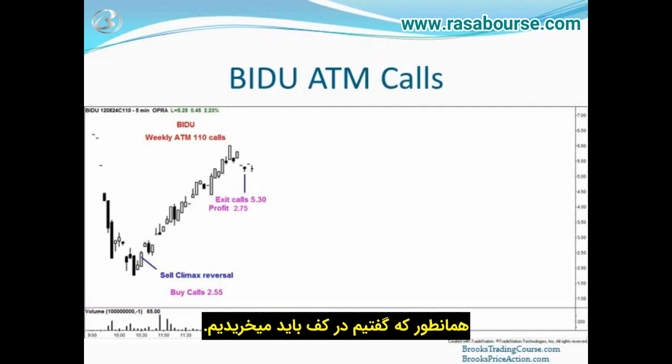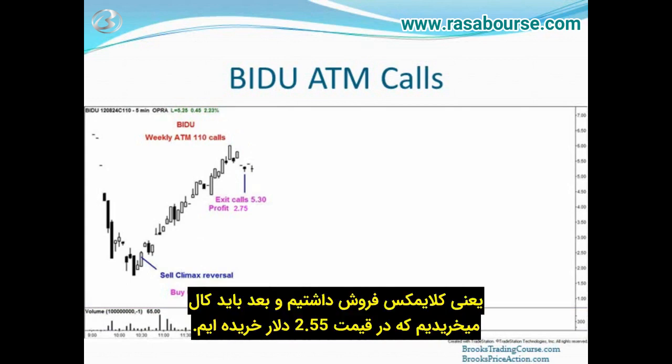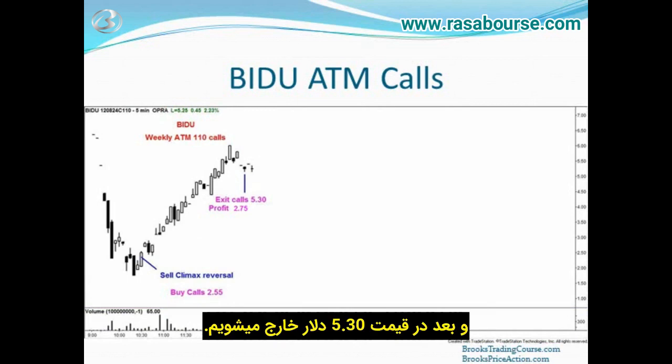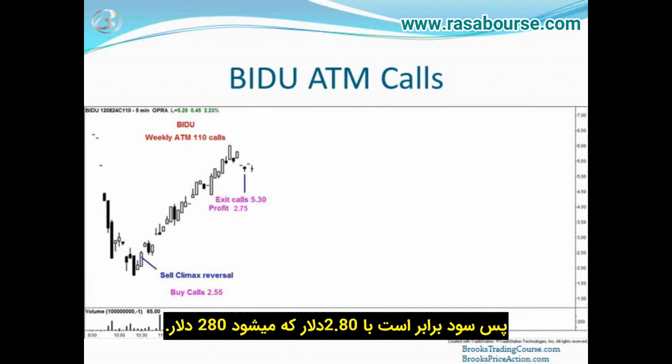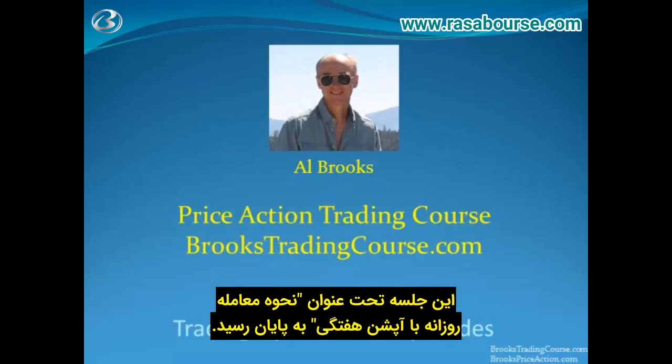Okay, if you bought the calls at that bottom, at the sell climax, you would have bought the calls for $2.55, and you would have exited them for $5.30, and a profit of $280. And that is the end of my module on trading options, weekly options for day trades.